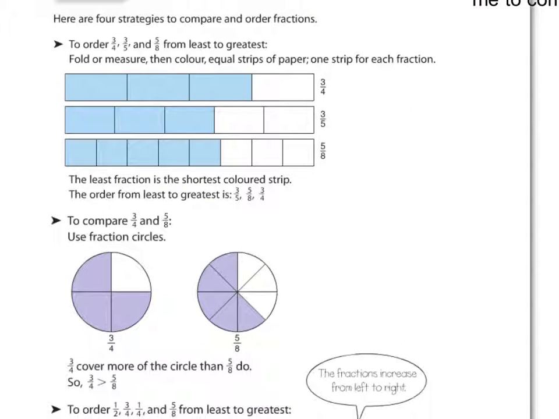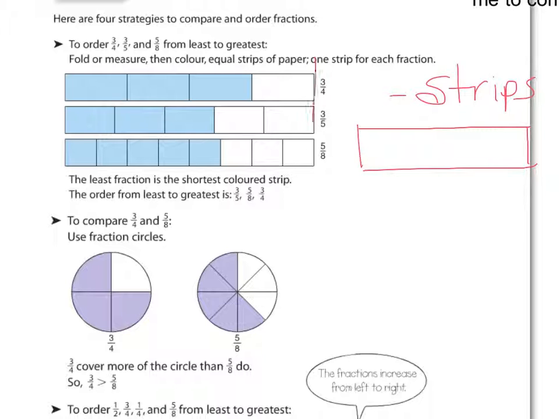All right, so we are going to look at 4 different strategies for comparing and ordering fractions. Our first one is strips, which we've talked about a little bit already. There's some criteria when you are creating your strips that have to make sure to happen. So here they're actually folding and measuring paper strips, and you can definitely use actual paper strips. Some students have found that they just prefer to draw their strips, and that's okay too. In order to use strips, you need to make sure that your strips are the same length, okay? Same size.